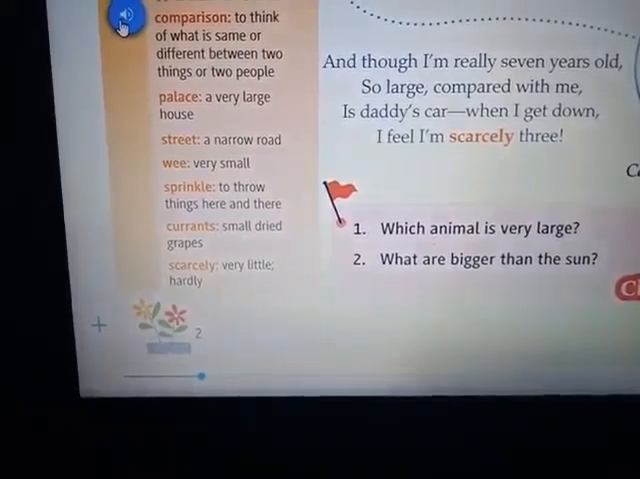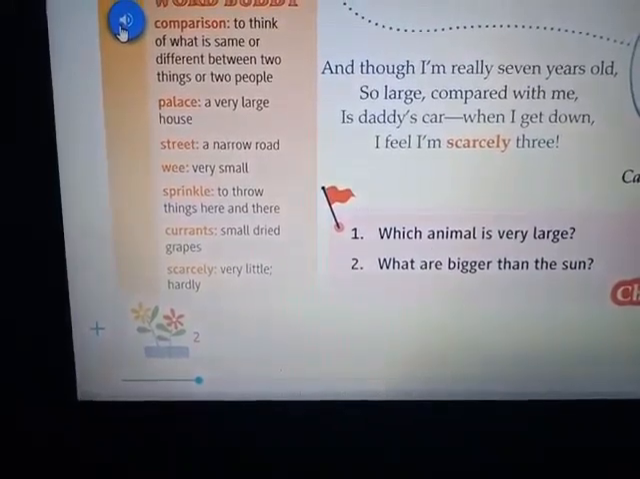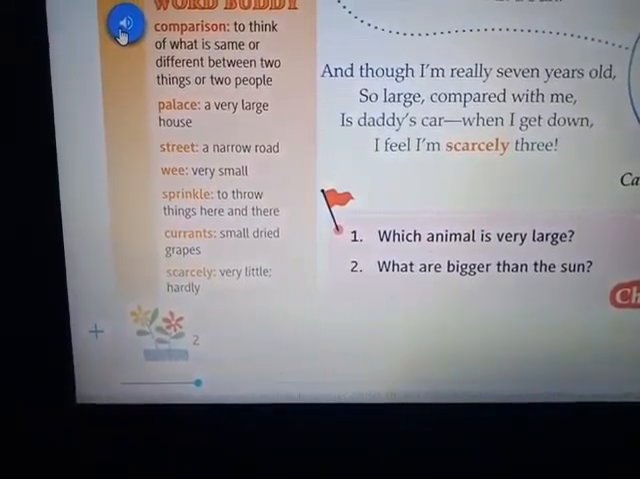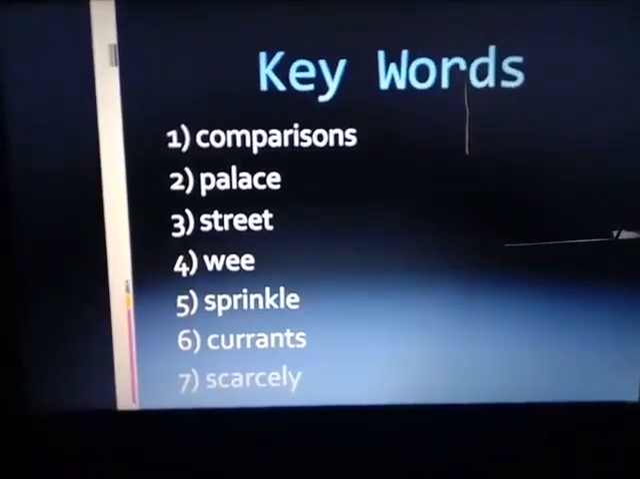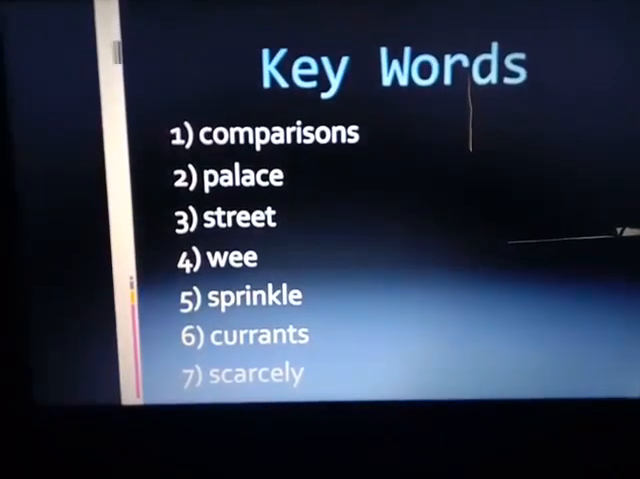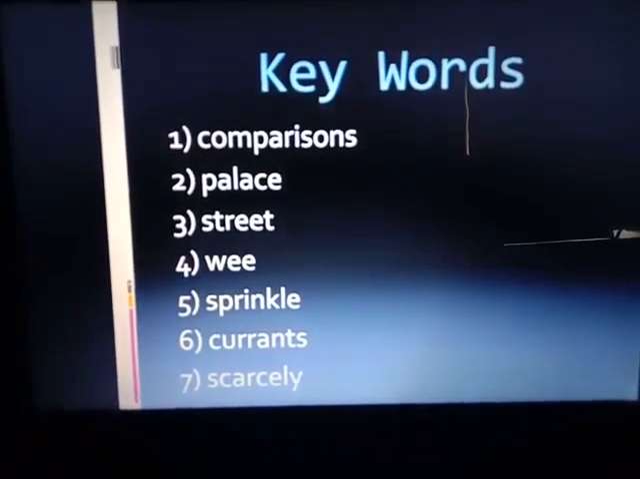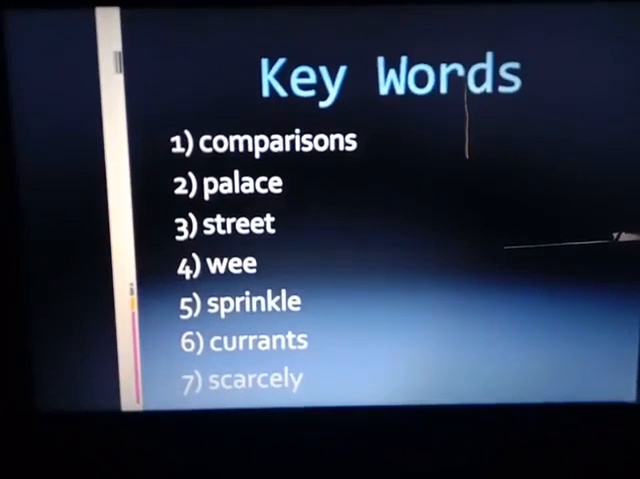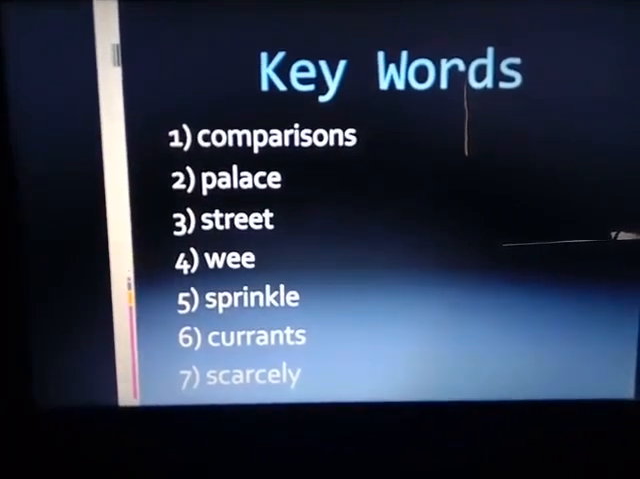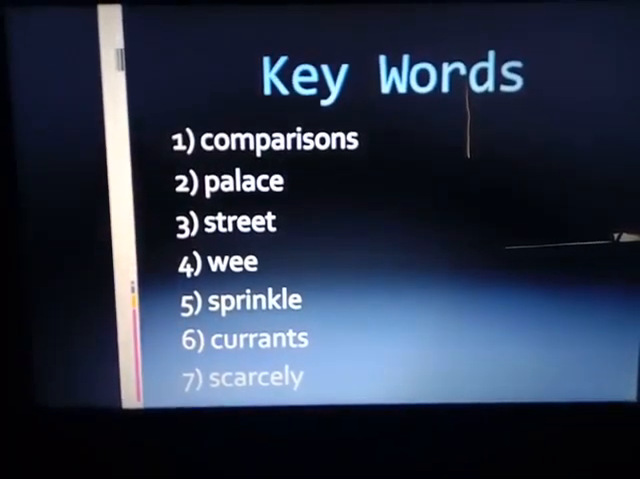So kids, if you didn't get the word buddy, I have prepared the cutouts. Let's read that word buddy. Here are the keywords. Just have a look at it. I'm going to read the keywords. Then after that, we'll discuss the word buddy again, for which I have prepared some cutouts.